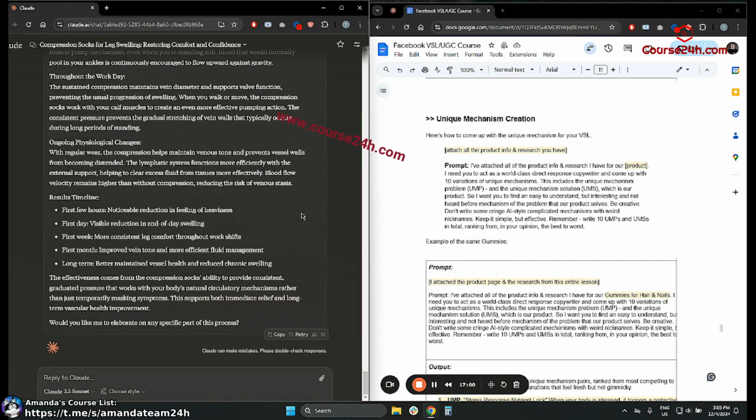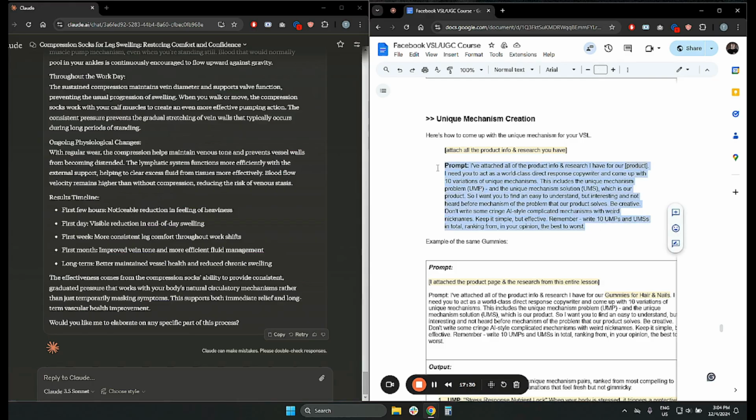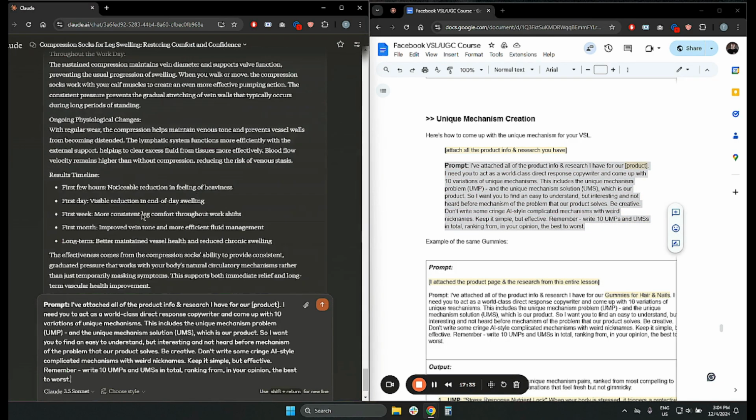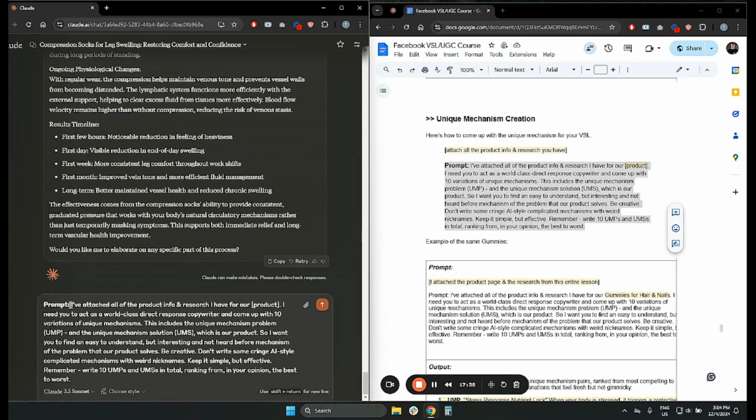Now, moving on to the unique mechanism. You can use this prompt to figure out the unique mechanism for your product and offer. So the prompt is: I've attached all the product info and research I have for our product. I need you to act as a world-class direct response copywriter and come up with 10 variations of unique mechanisms. This includes the unique mechanism problem, UMP, and the unique mechanism solution, which is our product.